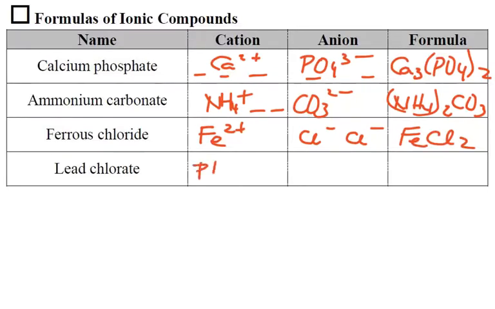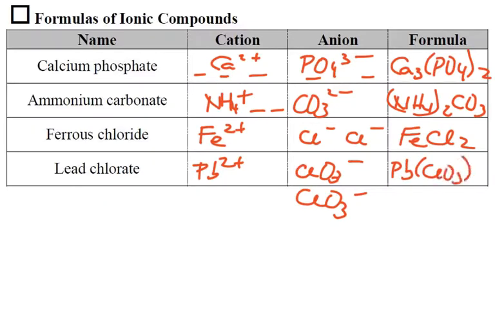Okay, lead we learned is Pb2+, chlorate is ClO3-. So we're going to need 2 of these ClO3- ions in order to balance our Pb2+. So the formula will be Pb(ClO3)2. Again, parentheses on the chlorate.